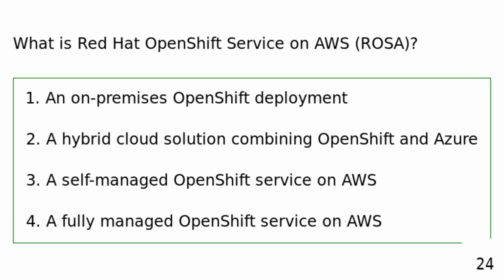What is Red Hat OpenShift service on AWS? An on-premises OpenShift deployment. A hybrid cloud solution combining OpenShift and Azure. A self-managed OpenShift service on AWS. A fully managed OpenShift service on AWS.